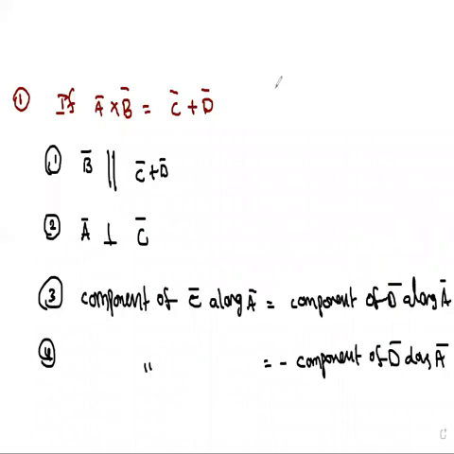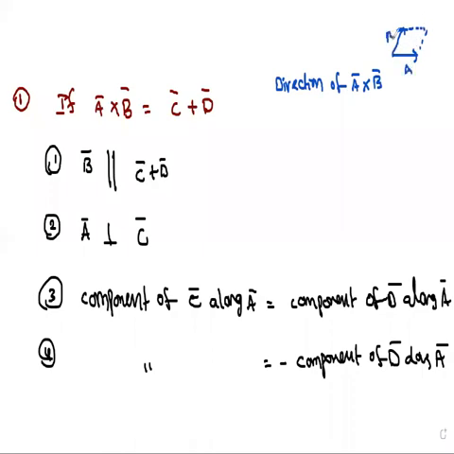What is the direction of A bar cross B bar? We know that it is always perpendicular to both A bar and B bar. Because if this is A bar and this is B bar, you have to consider a plane containing both these vectors.